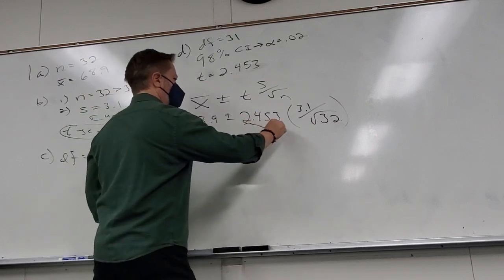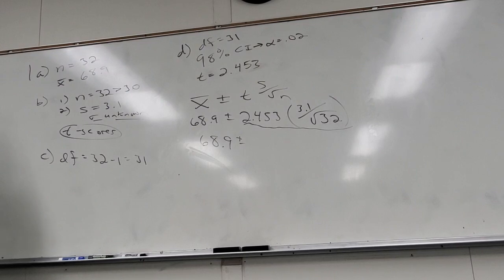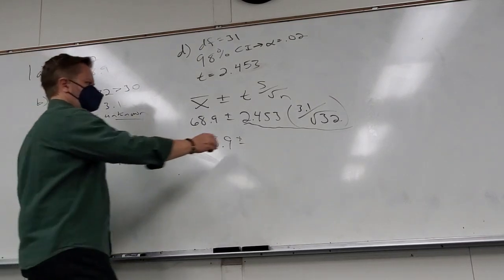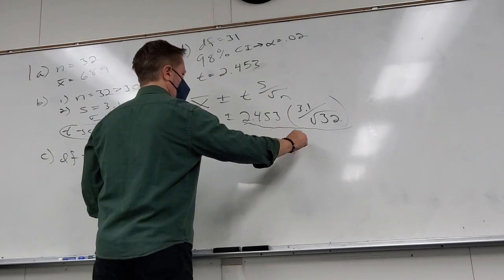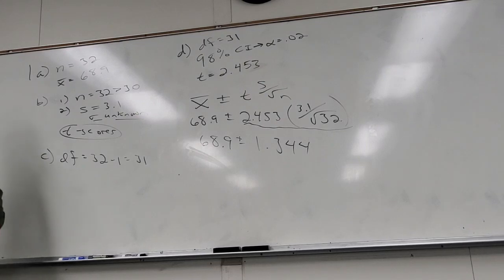Can somebody tell me what this error is here? I rounded it a little bit. 1.344? Yes, that's plenty good. Do you guys get the same thing? Yeah, that makes sense. And then, of course, you just add and subtract.